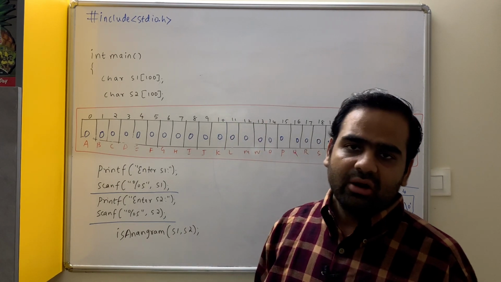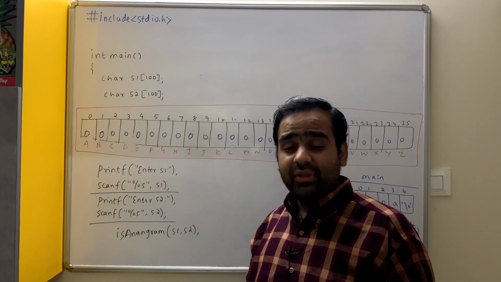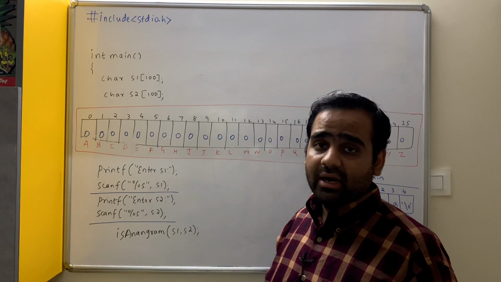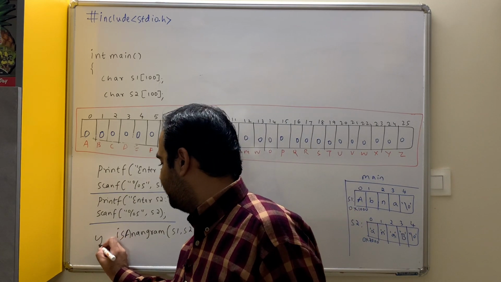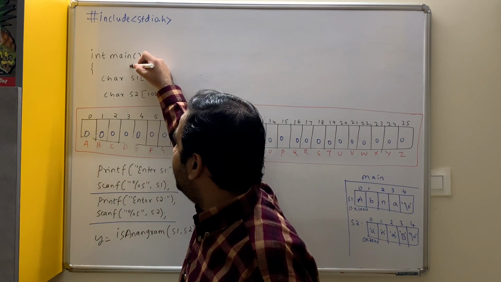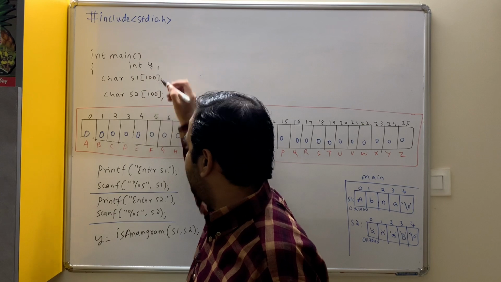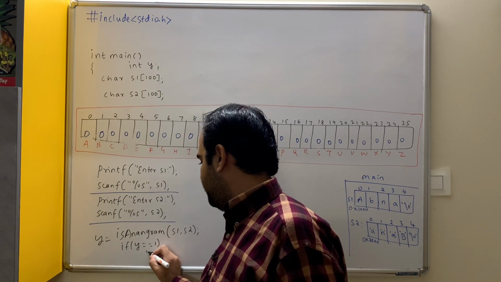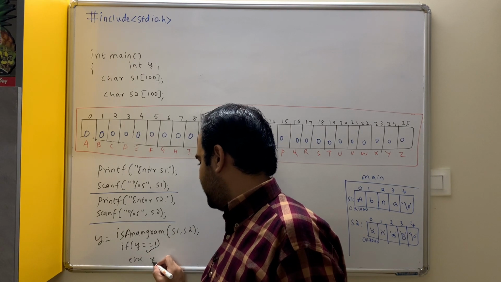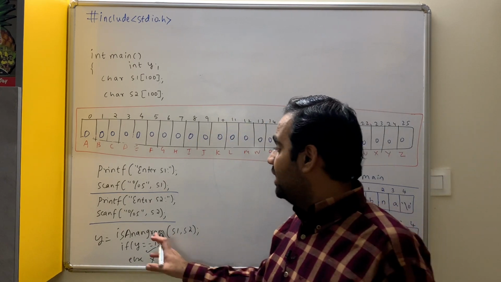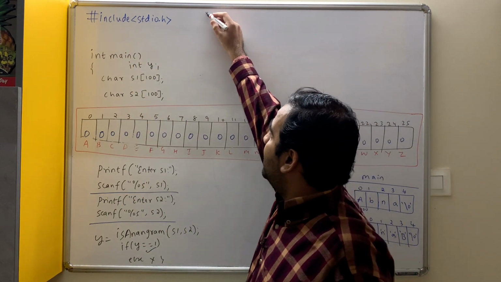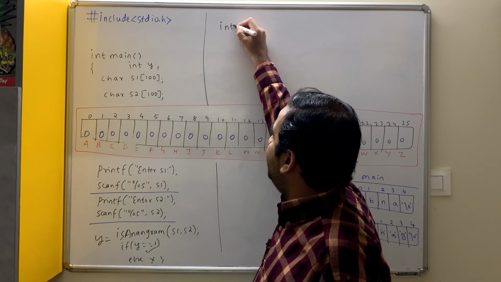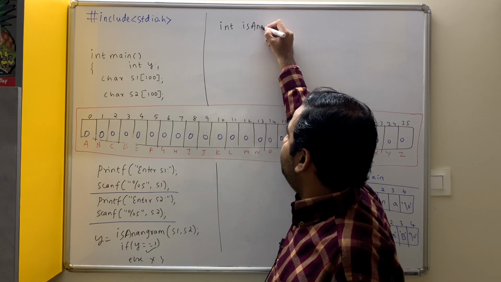Now two strings are called anagram of each other if they contain the same characters repeated the same number of times. If it is an anagram, let us assume that the isAnagram function returns 1, else it returns 0. Therefore I say int y, hence we write if y equal 1, printf anagram, else printf not anagram. Now you have to write the prototype for isAnagram. That will be good. Now we say int isAnagram.